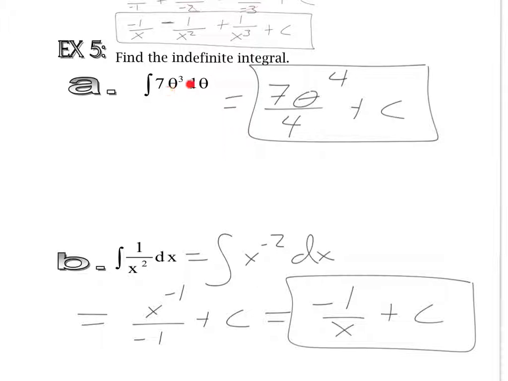All right, add 1 to the x to the 1 of 3, you get 4. Divide by that 4, you get 7/4 theta to the 4th power plus C. Here, convert it to x to the negative 2, and you can easily see you're just going to add 1 to that, giving you negative 1, and dividing by negative 1 plus C. This, of course, simplifies to negative 1 over x plus C.